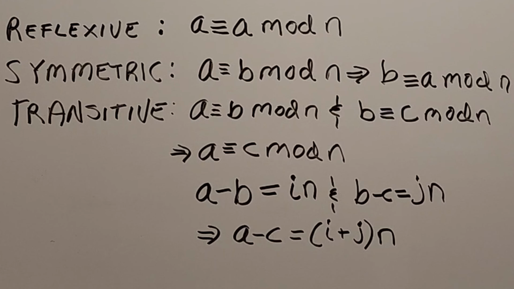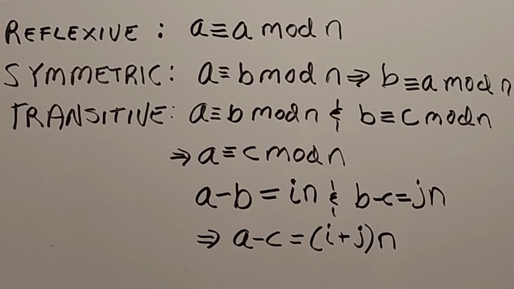If we add those 2 equations together, check out that left-hand side. The B and the minus B will cancel out, so we're left with A minus C. Now let's take a look at that right-hand side. On the right hand, we have an in and a jn, so using the distributive law, we jam that i and that j together and multiply it by n. So we have A minus C equals i plus j times n. Now once again, i plus j would have to be an integer if i is an integer and j is an integer, so we do in fact have A congruent to C mod n. So we have our equivalence relation. And now we're at the nuts and bolts of this whole thing.